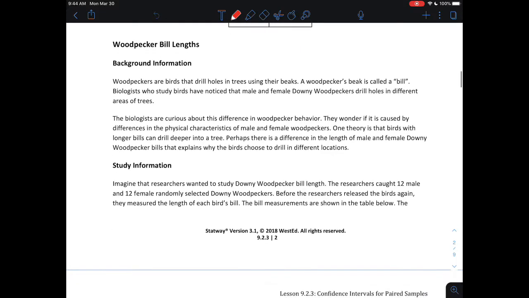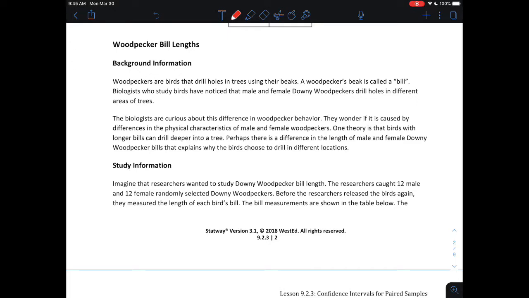Here's another sample example. Woodpecker bill lengths. Woodpeckers are birds that drill holes in trees using their beaks. A woodpecker's beak is called a bill. Biologists who study birds have noticed that male and female downy woodpeckers drill holes in different areas of trees. The biologists are curious about this difference in woodpecker behavior. They wonder if it is caused by differences in the physical characteristics of male and female woodpeckers. One theory is that birds with longer bills can drill deeper into a tree. Perhaps there is a difference in the length of male and female downy woodpecker bills that explains why the birds choose to drill in different locations.